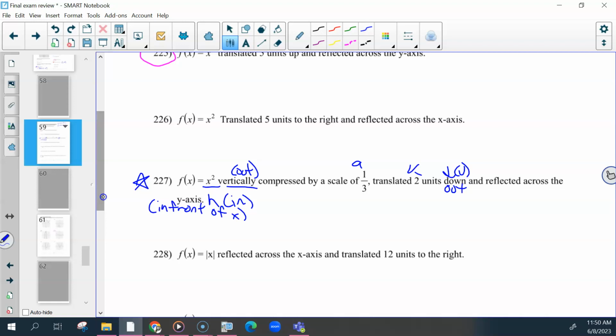So using all of that information, we can start to write it. Whether you use f of x or y equals, they're the same thing. So we know our a value is 1/3. Then our parentheses. We didn't have an h value, but we need this reflected in front of x. That's just a negative. Squared on the outside. And then down 2 units would be minus 2.